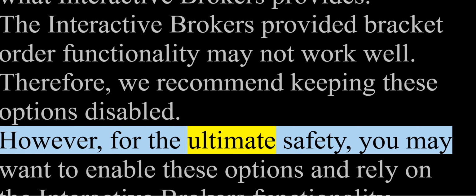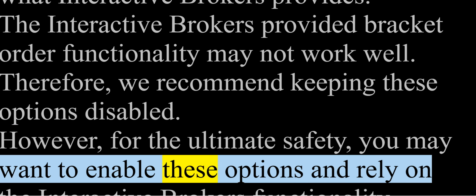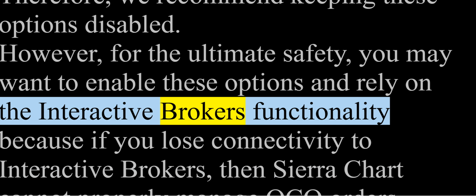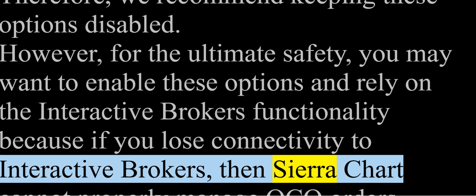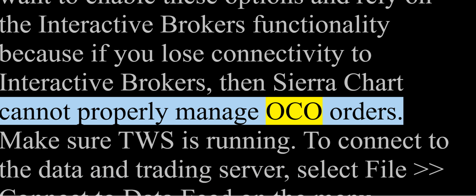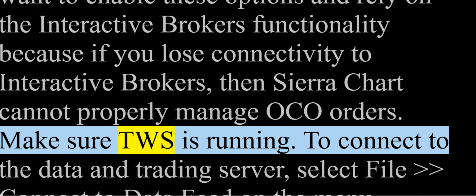However, for the ultimate safety, you may want to enable these options and rely on the Interactive Brokers functionality, because if you lose connectivity to Interactive Brokers, then Sierra Chart cannot properly manage OCO orders. Make sure TWS is running.